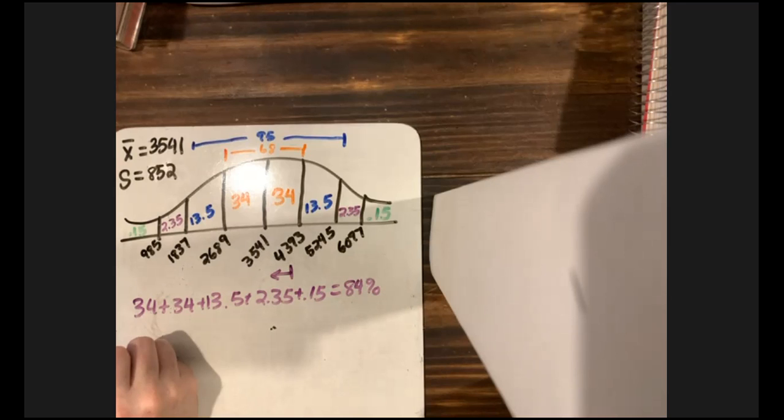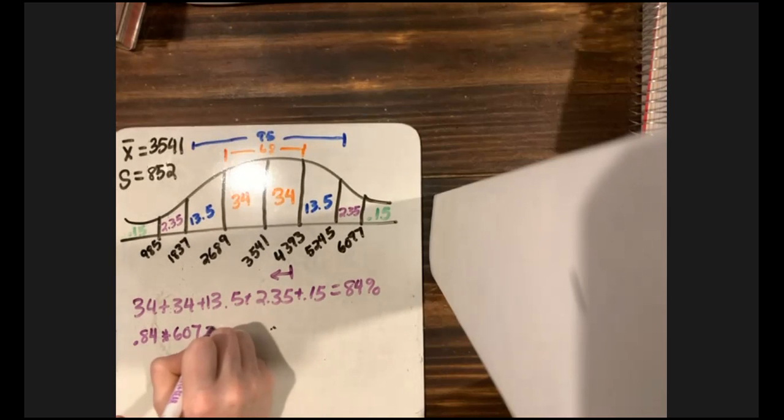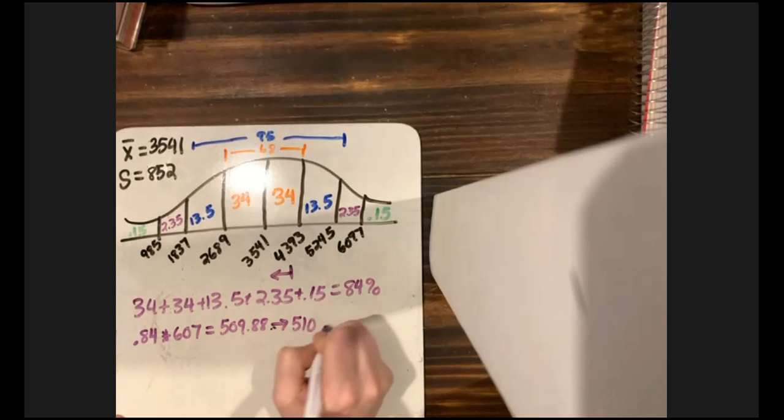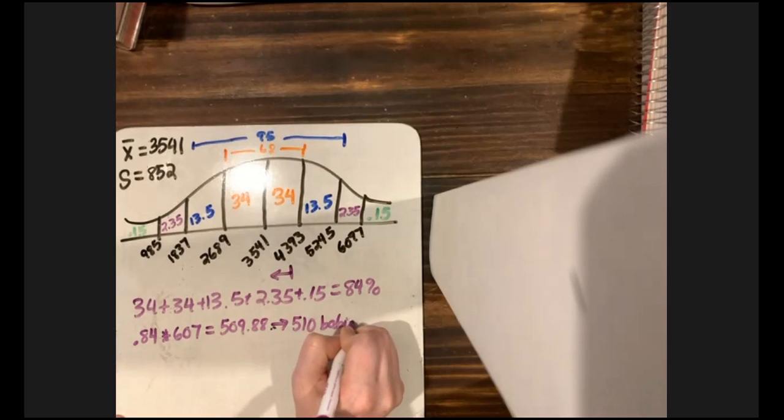So what we're going to do is take 0.84 and multiply it with the 607 babies. And that gives us 509.88, which we would round up to 510 babies.